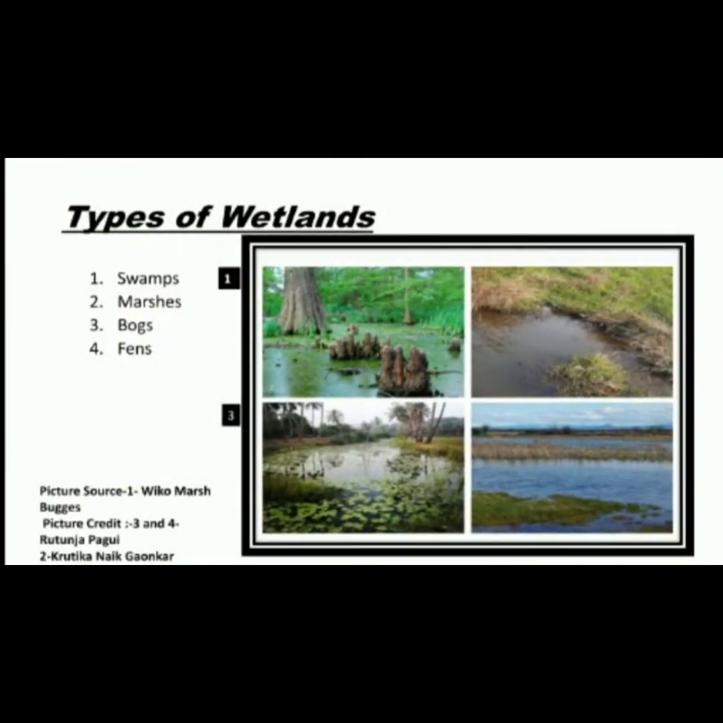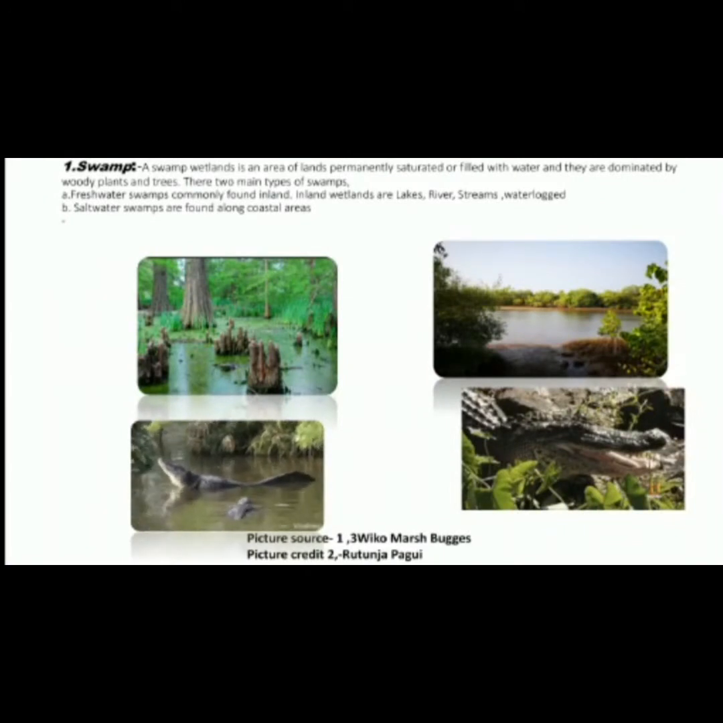There are four main types of wetlands, namely swamps, marshes, bogs, and fens. So let us learn one by one. A swamp is a wetland on an area of land permanently saturated or filled with water, and they are dominated by woody plants and trees. There are two main types of swamps. Freshwater swamps, commonly found inland. Inland wetlands are lakes, streams, and waterlogged areas. Saltwater swamps are found along the coastal areas.